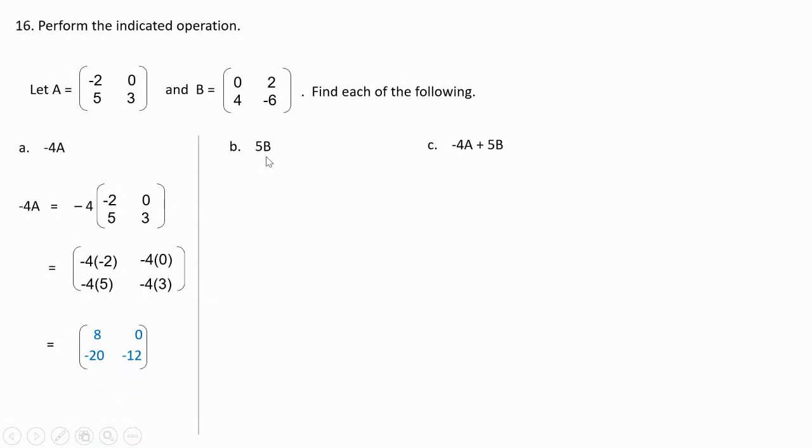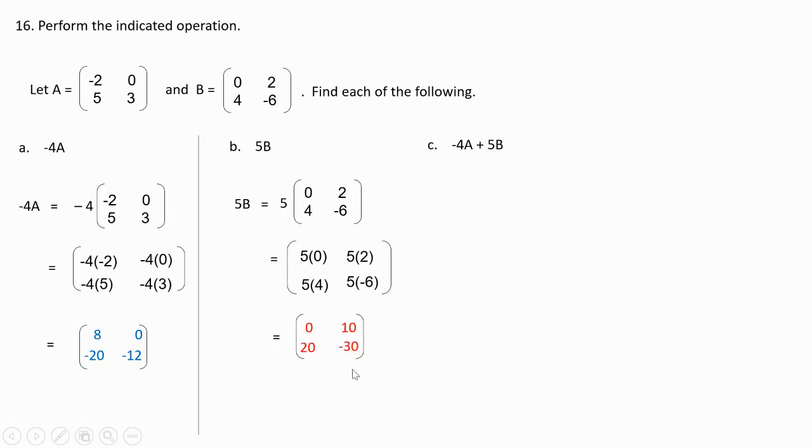Now for B, we want to find 5B, 5 times matrix B. So it's going to say 5 times matrix B is 0, 2, 4, negative 6. In a similar format, we're going to multiply 5 times every element in matrix B. 5 times 0, 5 times 2, 5 times 4, and 5 times negative 6. This is going to give us 0, 10, 20, and negative 30. That's the answer for B, which is 5 times matrix B.